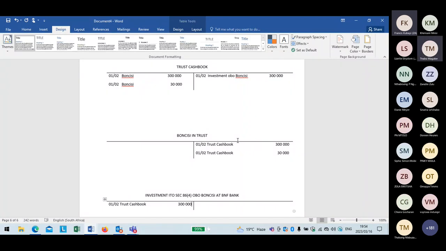May I ask something? Looking at the value of the house, are we allowed to pay SARS for transfer duty? We are given facts. We deal with the facts that we have here. We are not in practice. Do you follow? In practice, it's another situation, but here we are dealing with the facts given to us.